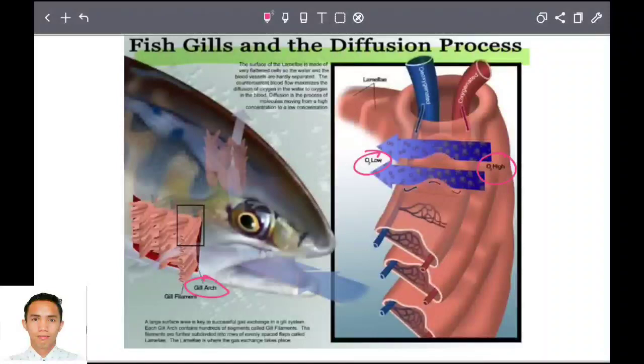Here we have the gill arch and also the gill filament. Water comes in, brings oxygen to the blood and removes low-oxygen water from the blood through the gills. Now let's proceed to the next slide.